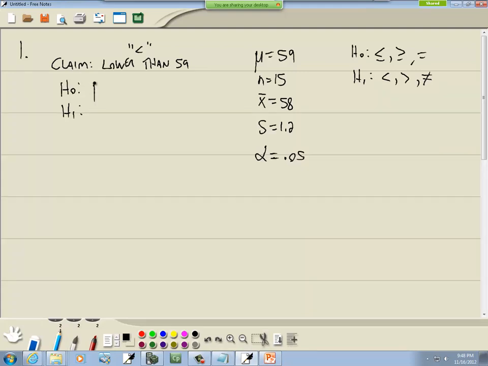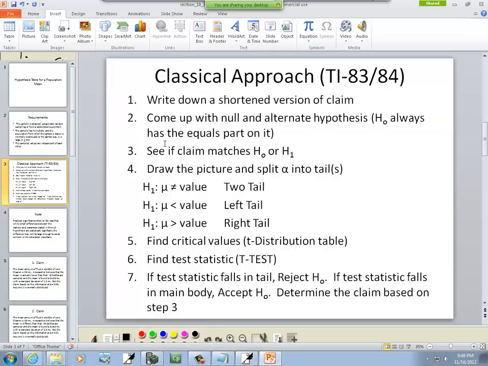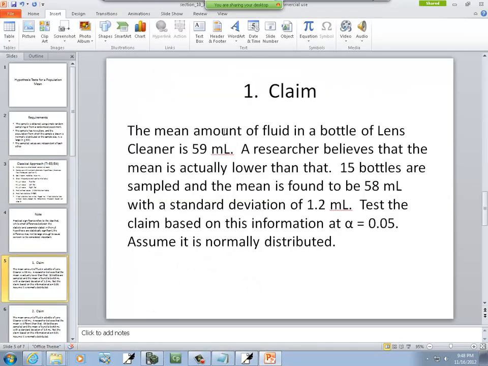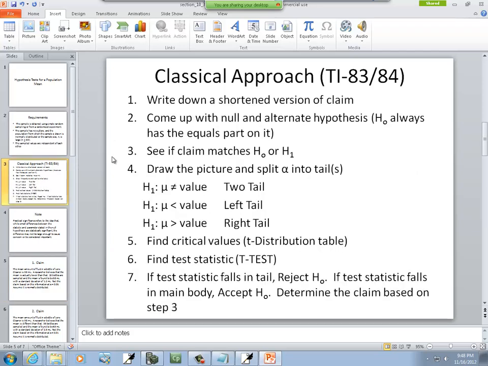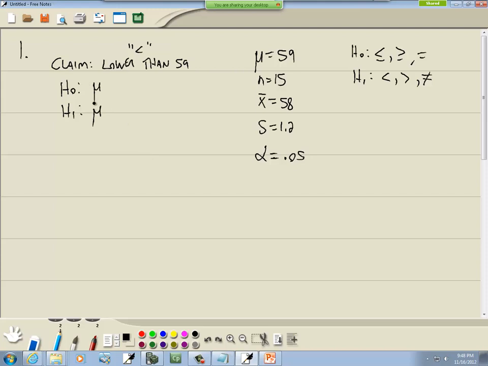We're talking about the mean, which is mu. Why are we talking about the mean? The mean amount is 59. The researcher believes the mean is actually lower. It's talking about the mean, so that's why it's mu. Well, less than would go here. That's the only place you can put a less than.